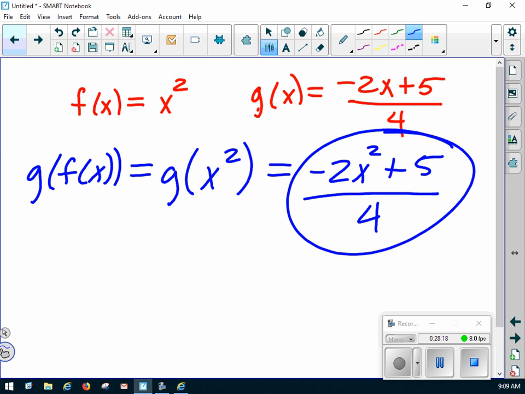Domain. What exponents do you see? 2. What's the domain? All real numbers.